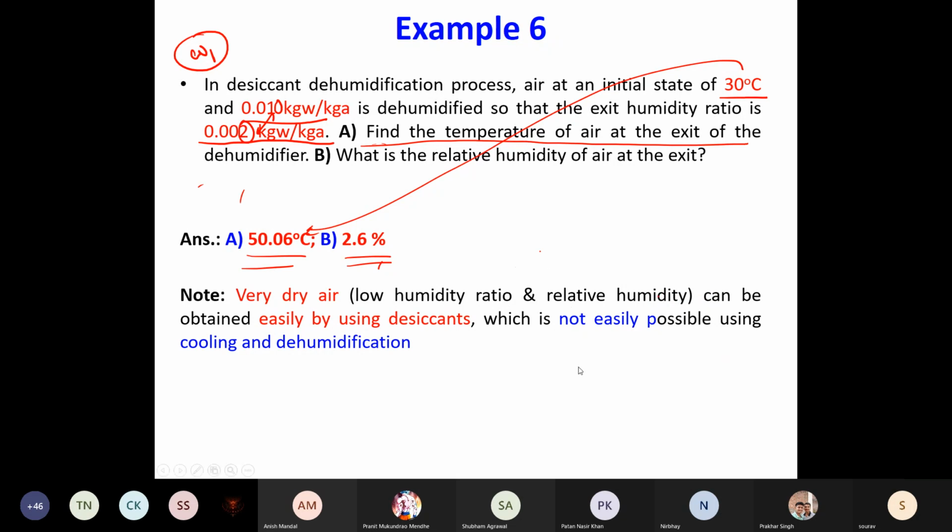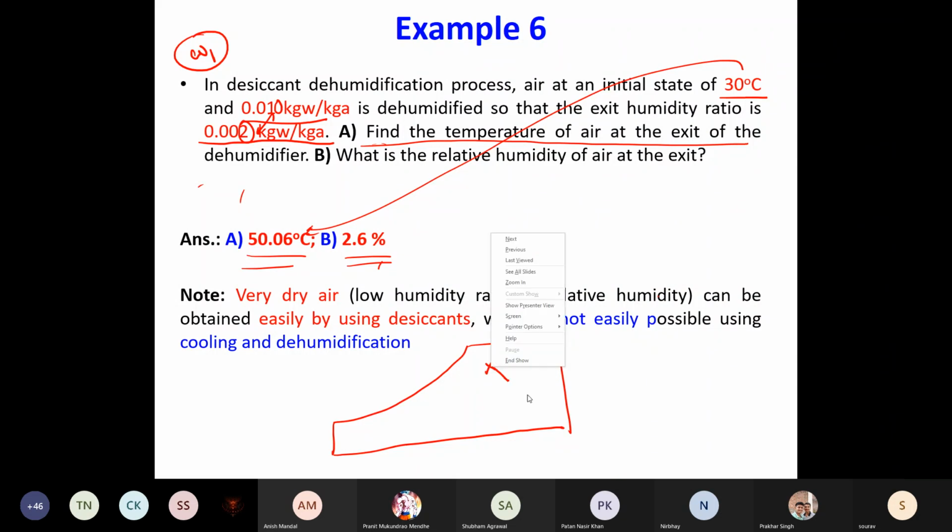Okay. Now you can compare it with our cooling and dehumidification process. If you have this as your initial state and you pass it through the desiccant material, you can attain any state on the isenthalpic process line. Whereas if you go by the cooling and dehumidification coil method, this is the limiting W2 that you can get. This is your initial, this is the final. You cannot go below this W2 with a single cooling coil.